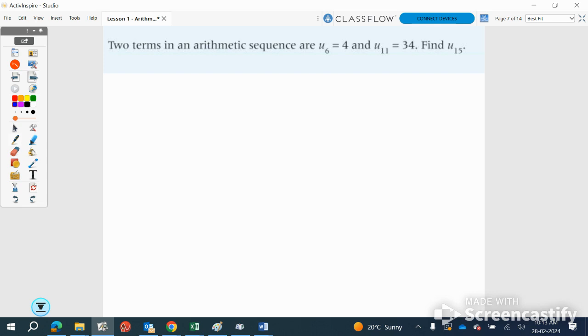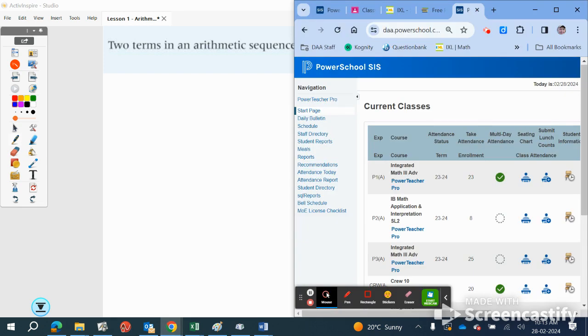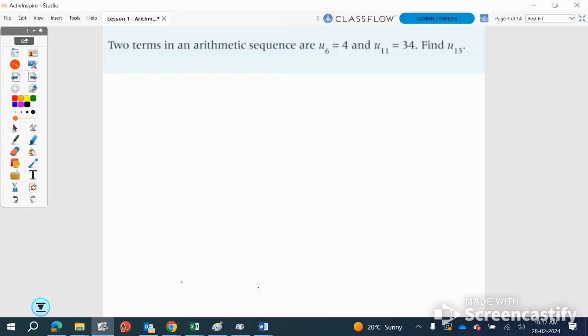Have a go at this problem, see if you can solve it. Okay, so many of you were able to solve that problem, but let's look at how to structure your solution a little bit better.